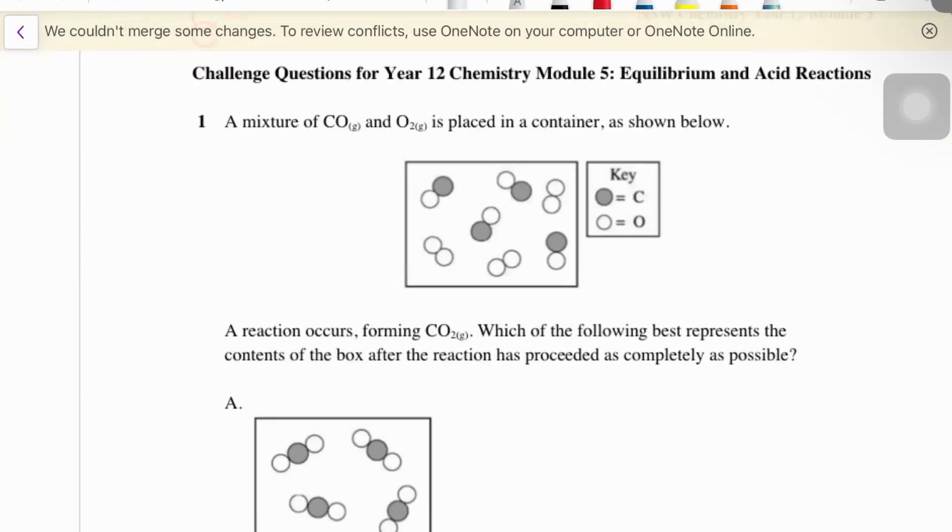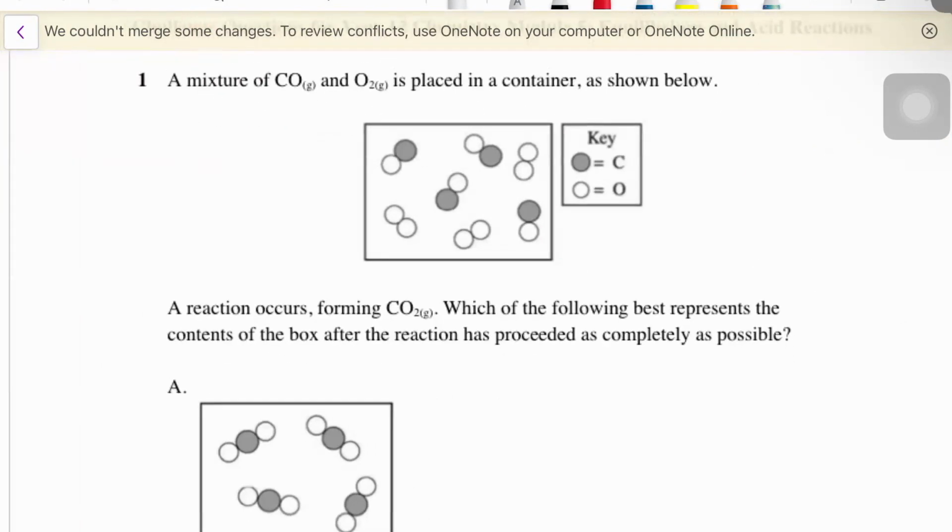Question number 1. A mixture of carbon monoxide and carbon dioxide is placed in a container as shown below. A reaction occurs forming CO2. Which of the following best represents the contents of the box after the reaction has proceeded as completely as possible? Now, this looks very similar to a sample HSC chemistry question.